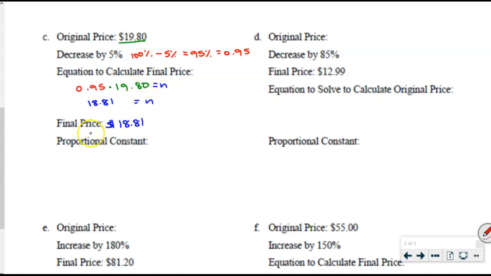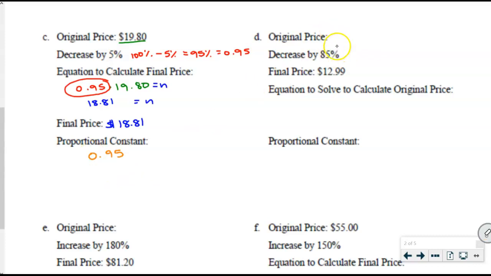Tied into proportions. What is that constant of proportionality? LaRoya? 0.08. What did we multiply by? We took that original price, 1980, and what did we multiply it by? I think so. So 100% minus 5% is just 95%. So I think that's probably where your mistake came from. So the proportional constant would be 0.95.